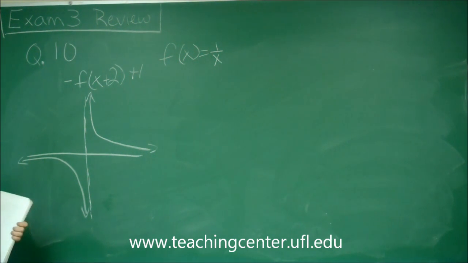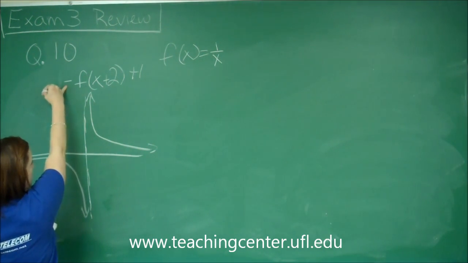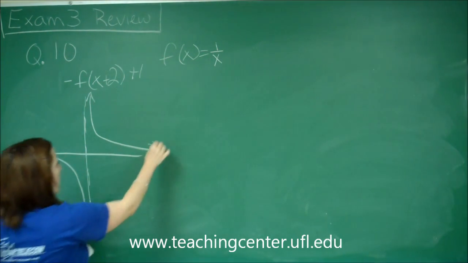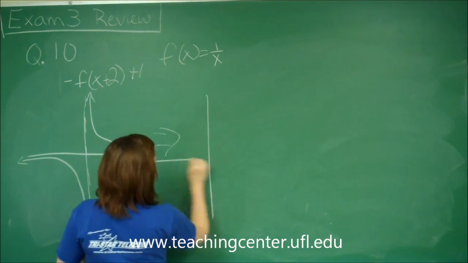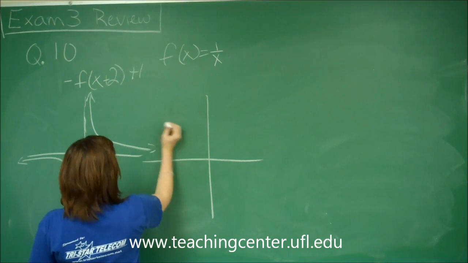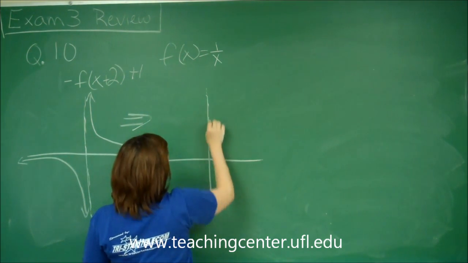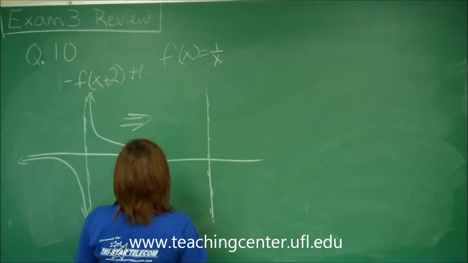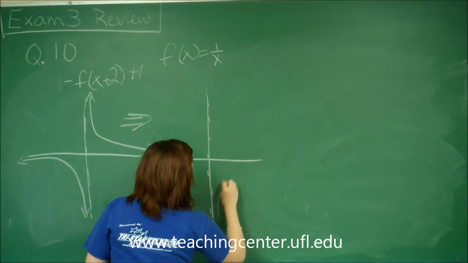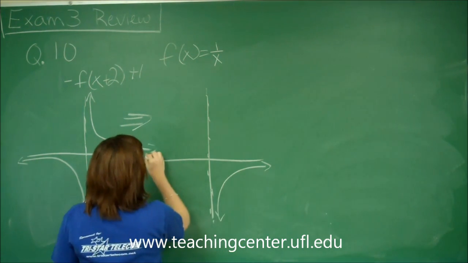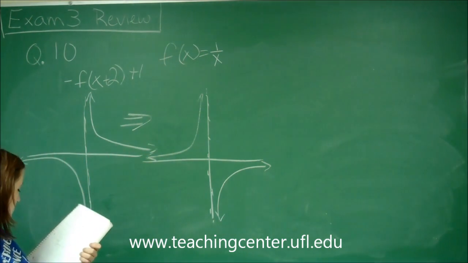Our next graph then would be to multiply, we're multiplying our f of x by a negative, which means we're going to flip it about our x-axis. So our next graph, we'll still have our vertical asymptote at x equals 0, but because we've got a negative, all of our values here become negative here, and all of our negative values here become positive. So that's our next translation.